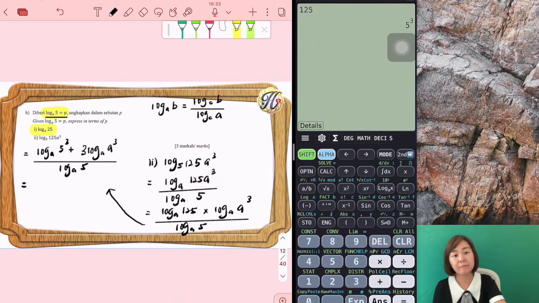So kita dah dekat dengan jawapan dah. Kita dah boleh mula ganti tapi belum lagi. Okay, this one I have to substitute also. Ini hukum log juga kan? Ini hukum log juga. Okay, hukum log juga.